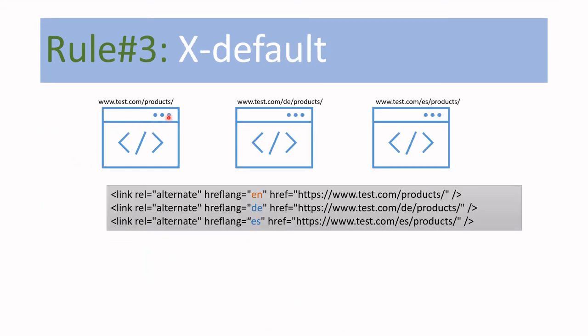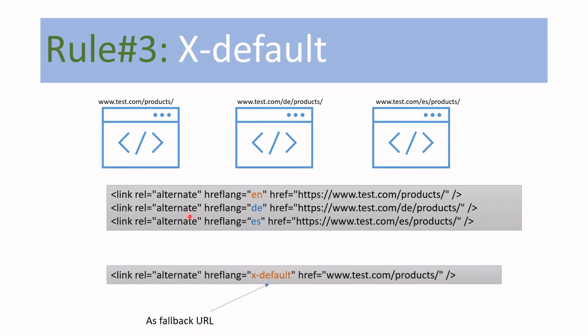The last rule is defining hreflang as x-default. So hreflang as EN shows the English version of the website, hreflang as DE shows the German version of the website, and hreflang as ES shows the Spanish version of the website. If there is some place where you couldn't use either of these versions, then x-default, and this URL is used as a fallback URL. It is a best practice to use x-default with your preferred default URL.